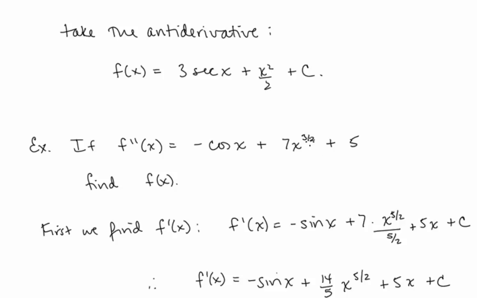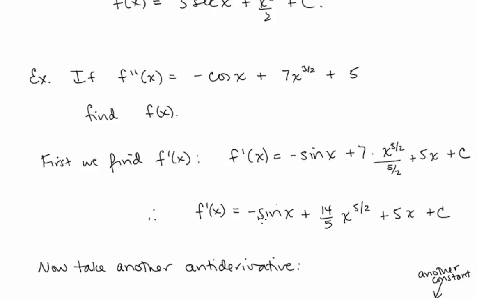We have x to the 3 halves. We want to add 1 to that power. That becomes x to the 5 halves, and we divide by 5 halves. Here we have a constant of 5, so whose derivative is 5? That's 5x. And then we add on our constant at the end, so plus c. And then we'll just simplify this. Dividing by 5 halves is the same as multiplying by 2/5. So we have f prime of x is equal to negative sine x plus 14/5 x to the 5 halves plus 5x plus c.